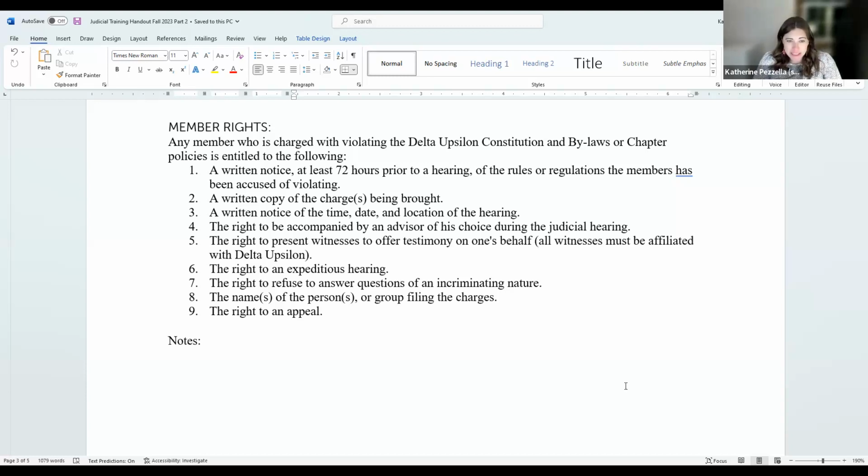The right to an expeditious hearing. So while we're going to give them at least 3 days notice, we're not going to drag it out for 3 weeks, right? We're going to schedule it in a reasonable amount of time related to when the thing happened, so it can just be dealt with and moving on.